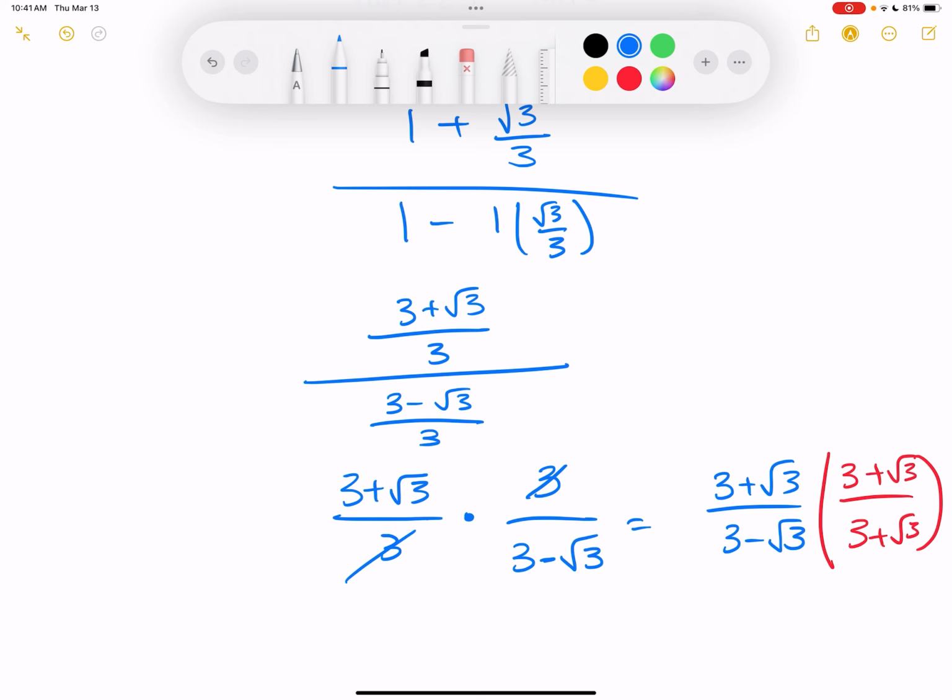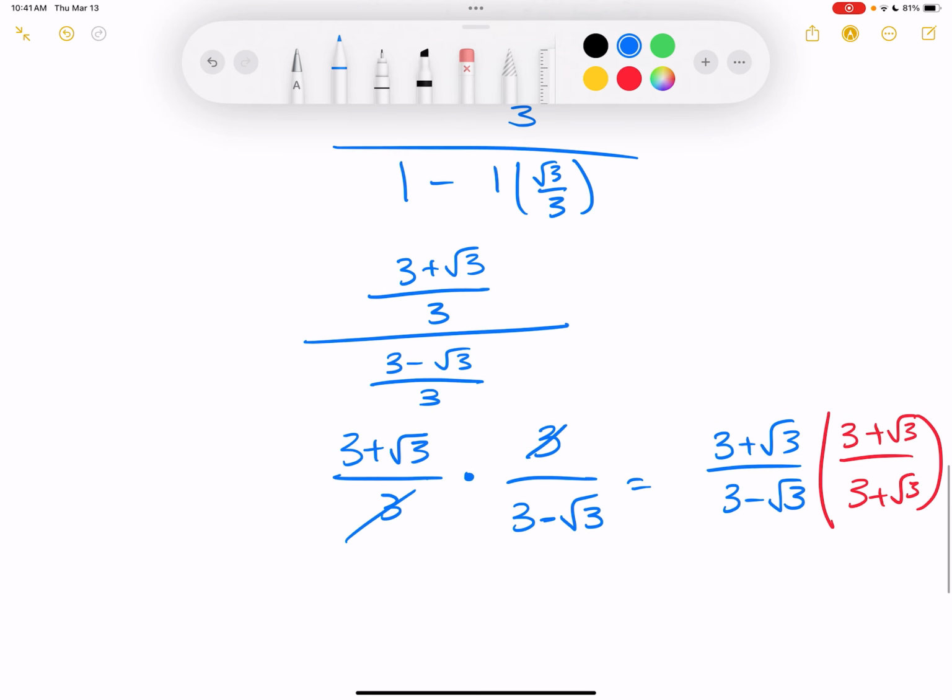Why can't your other threes cancel? Because they're being added. Oh, okay.